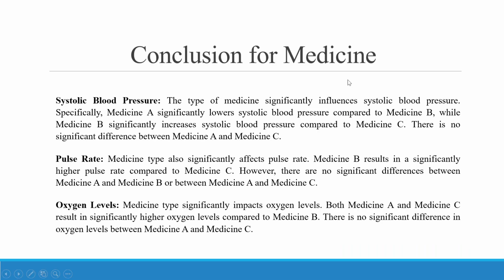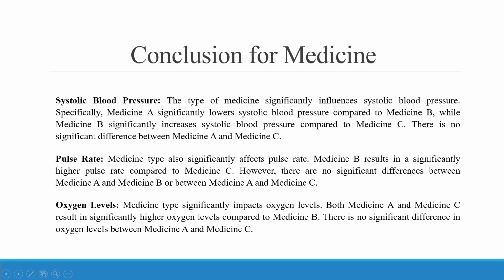Conclusion: for medicine, systolic blood pressure. The type of the medicine significantly influences systolic blood pressure, as the p-value was less than 0.05 for some medicine. Specifically, medicine A significantly lowers systolic blood pressure compared to medicine B, while medicine B significantly increases systolic blood pressure compared to medicine C. There is no significant difference between medicine A and medicine C.